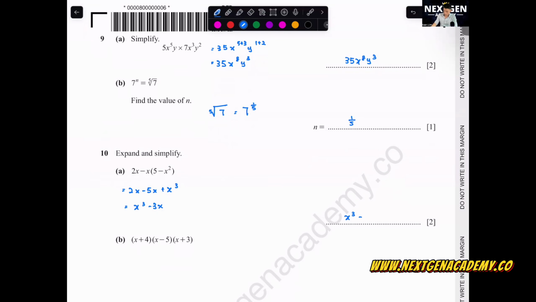Okay, Abdul asks, question B, can use log? No, cannot. Please don't use log in mathematics. Okay, why need to use log? This one, just change the power. Yeah, nothing for you to solve here. Okay, don't make life hard.